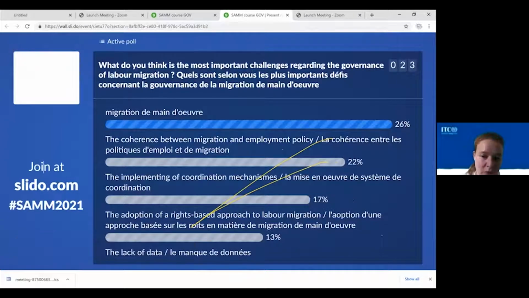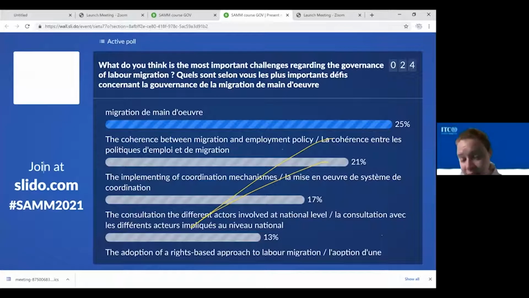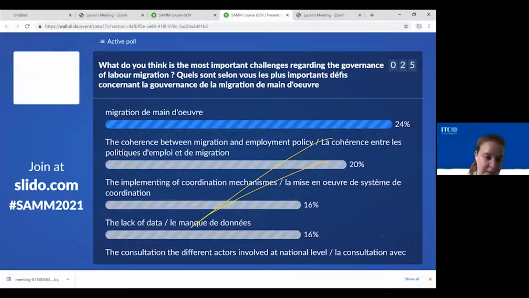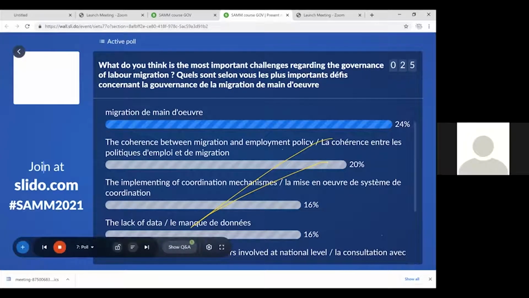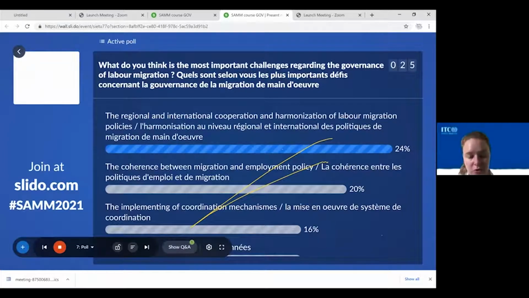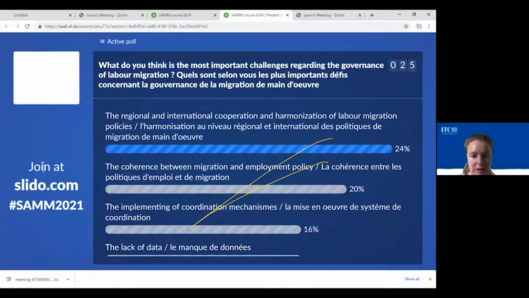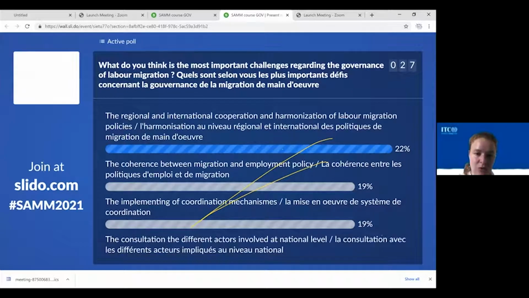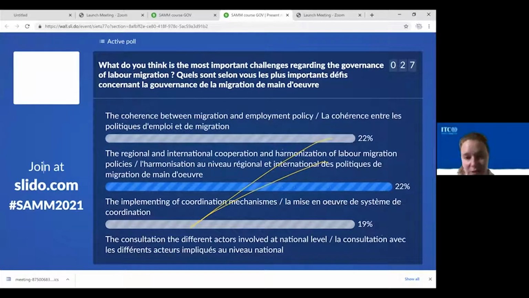There will be more, and you will be exposed to them across the week: fair recruitment, extension of social protection to labor migrants, recognition of skills and competencies at bilateral and regional level. So for the moment, I think you touched the main issue of our course. For the moment, I can see that the regional and international cooperation and harmonization of labor migration policies and the coherence between migration and employment policies are ranking first.